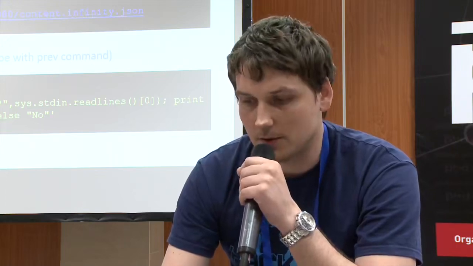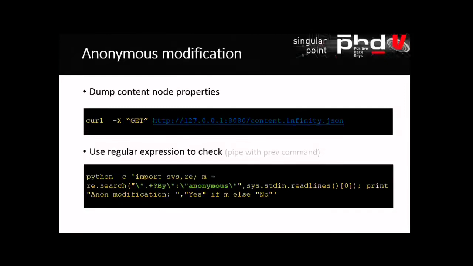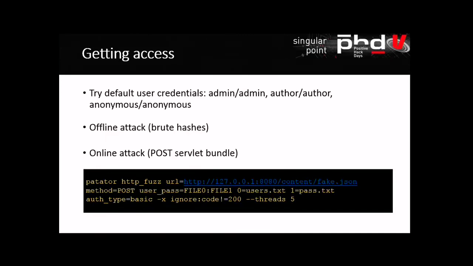How to find elements for which modification by an anonymous user is allowed. We dump the content element again, and using this Python script we identify whether it is possible to have anonymous modification.